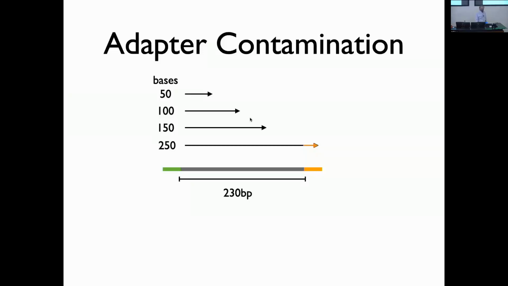So does this make sense? Questions about why we want to trim adapter? Okay. And so almost always the adapter trimming is going to be a sequence-based approach. We're going to actually look for the adapter sequence in our data.